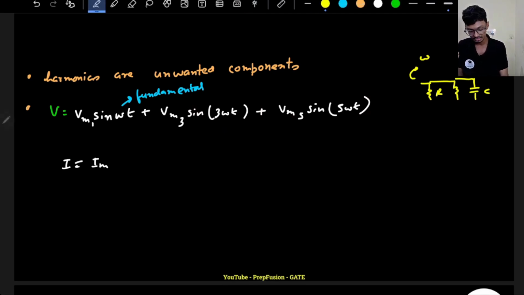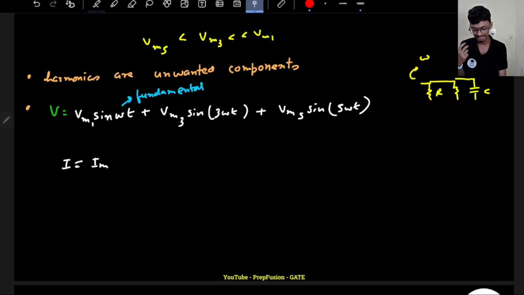Although generally the magnitude or amplitude of the harmonics will be much lower. Like Vm3 will be much lower than Vm1, and Vm5 will be much lower than Vm3. It will keep on reducing as I increase the harmonics, but still there can be effects: there can be overheating, there can be some currents, all these things can be there. Power consumed due to the harmonics can also be calculated.